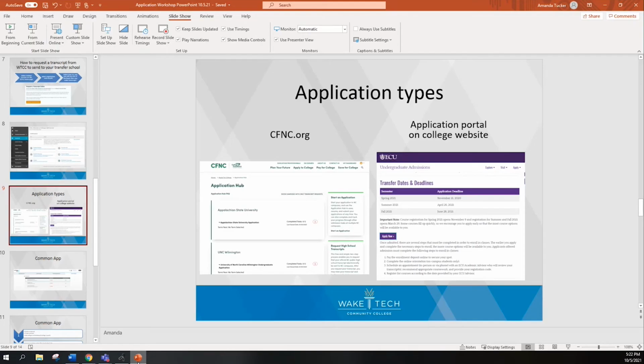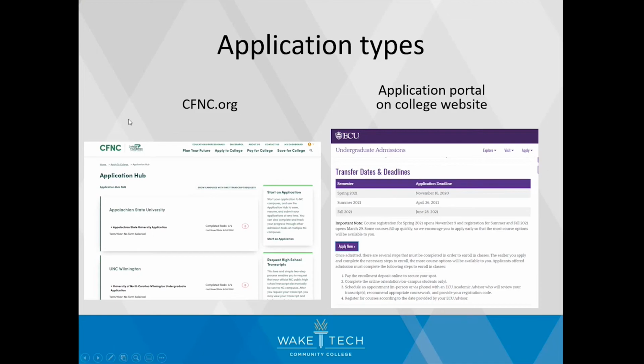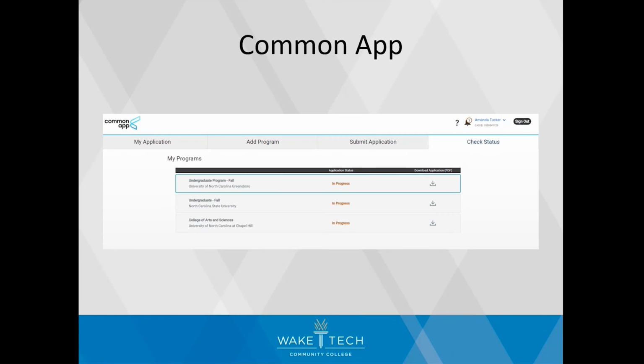So, switching back to the PowerPoint, we went over two application types, or ways you can apply, depending on the school. And then the third option, which we'll talk a little more in depth about, is the Common App. This is common for students. A lot of students will apply to NC State University this way, UNC Chapel Hill's on this. We have a lot of private schools on this application.